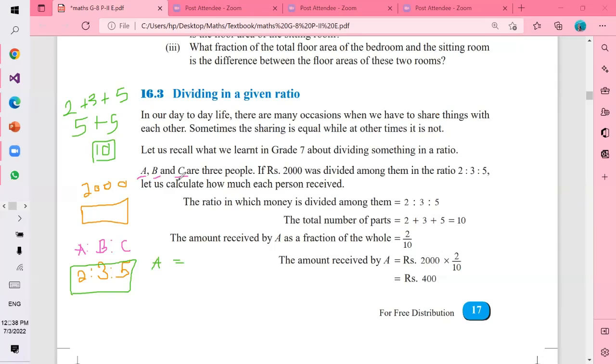Now, can you remember we represented ratios as a fraction in the earlier part? We are going to use the same method here also. So we need to represent A's part as a fraction. So A's part is 2. So how do we represent it as a fraction of the total amount? Viara, you can give the answer.